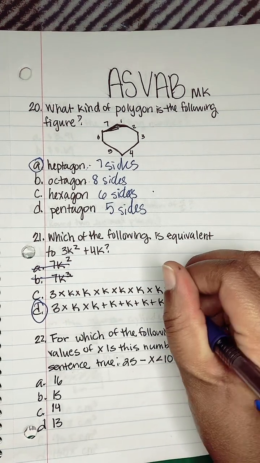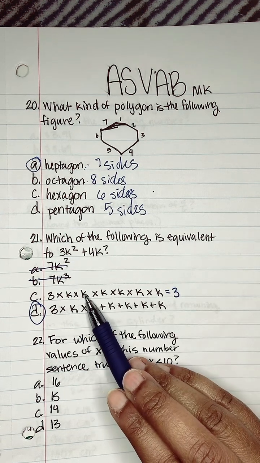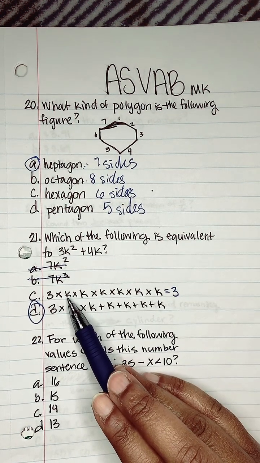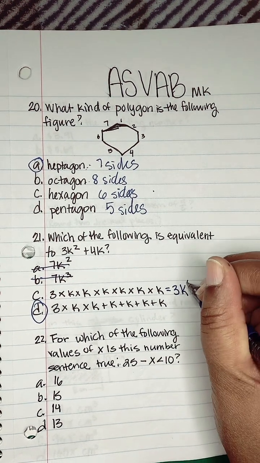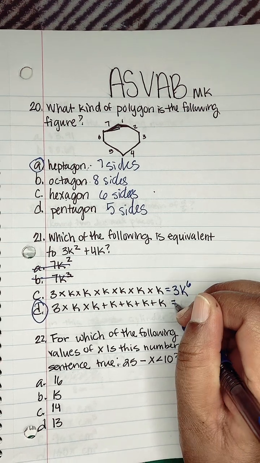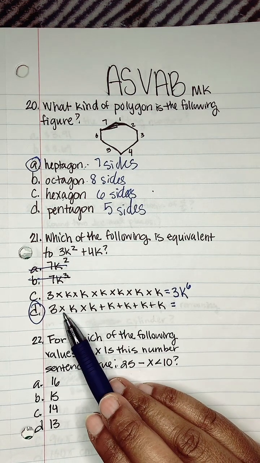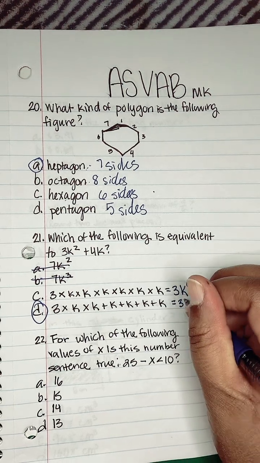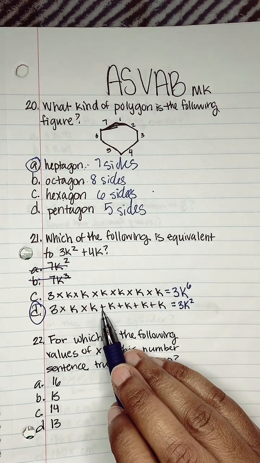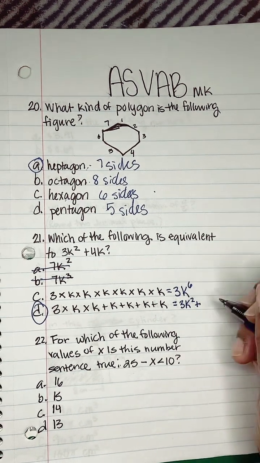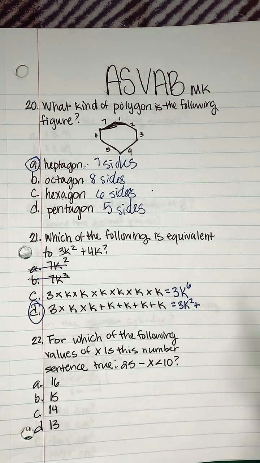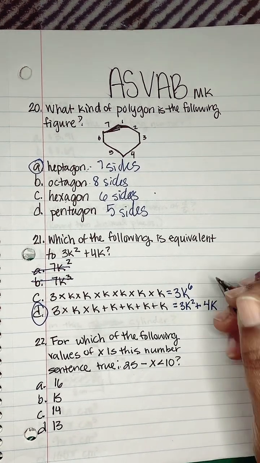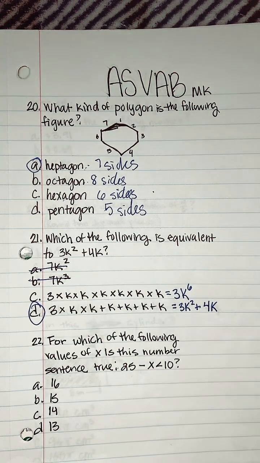So we would get 3. And then whenever you multiply variables, you add their exponents. So it'll be 1, 2, 3, 4, 5, 6. So this would be 3k to the 6. Whereas here, you have 3 times k. Well, that's 3k squared. Then it changes to a plus right here. And then when you're adding variables, you add their coefficients, and that's why D is equivalent to this.